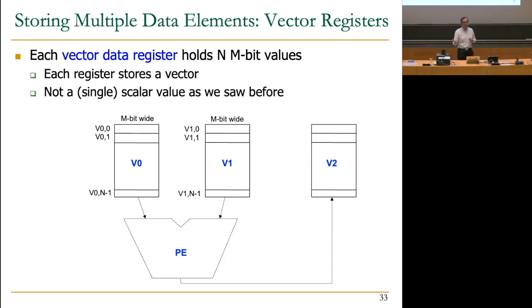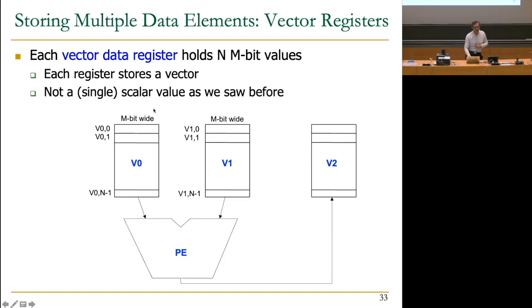Now the question is, how do you get many elements? If you're going to operate on many elements, your registers also should store many elements. Essentially, instead of having a scalar value in a register, we're going to have vector registers. So each vector data register holds N M-bit values. N is the vector length, or maximum vector length you can have in an instruction.